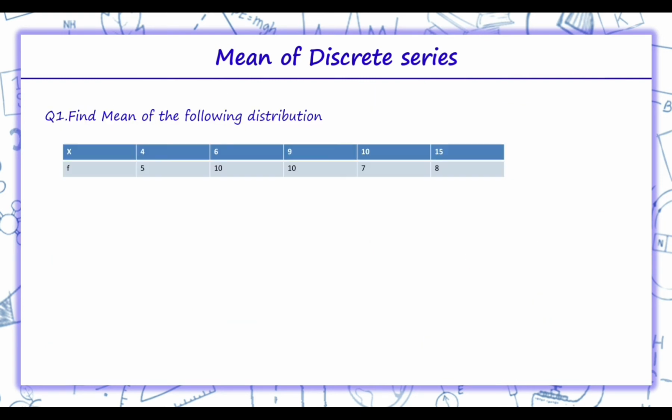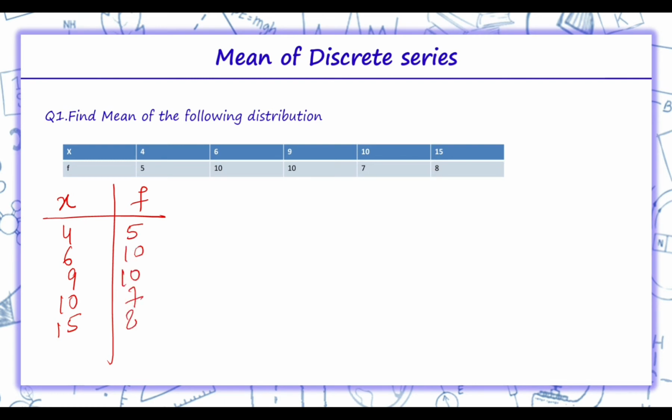Coming on to the question part, here we are provided with a question. x and f are given. X is 4, 6, 9, 10, 15. F is 5, 10, 10, 7, 8.